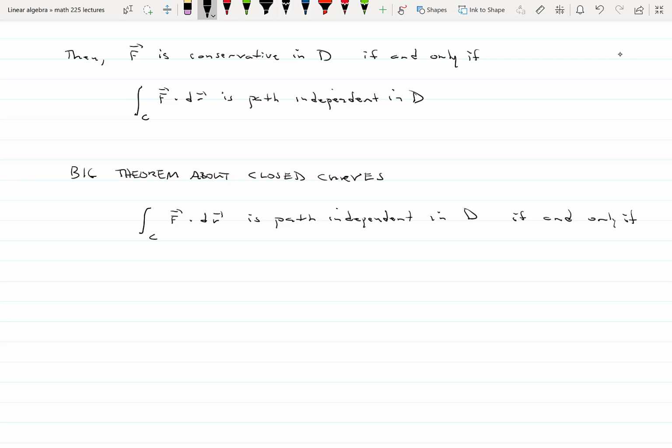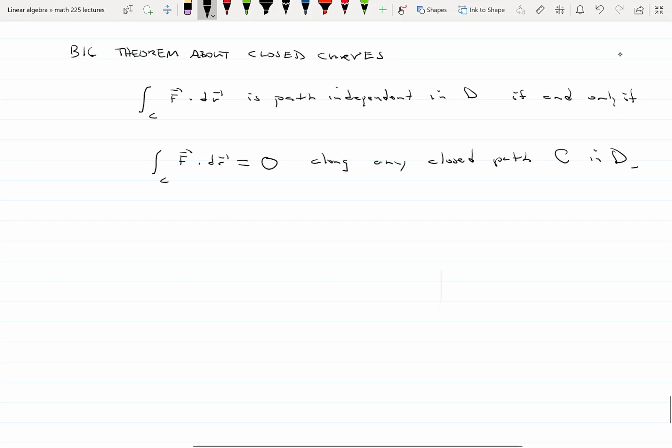Okay? So if the starting point and the ending point are the same point, what happens when you subtract those values, those potential values? Okay, so what do you think? So the integral is path independent in D if and only if the integral along C of f dot dr equals what? 0 along any closed path C inside of our region that we're considering.